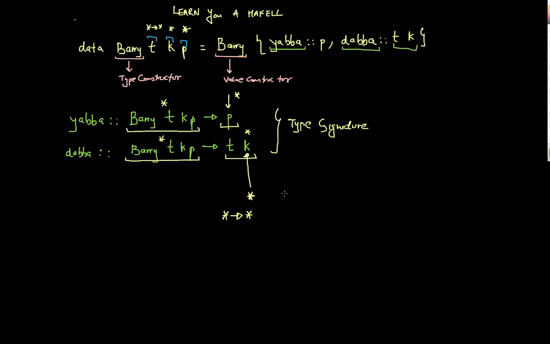Okay, now what's the entire kind signature for Barry? If I look at the kind signature for Barry, it takes in the first parameter, in this case star to star, and then the second parameter is just a star, and the third parameter P is also star. And if you give these three parameters to my type constructor Barry, what I get back in return is a concrete type. Let's just try this out on the shell.